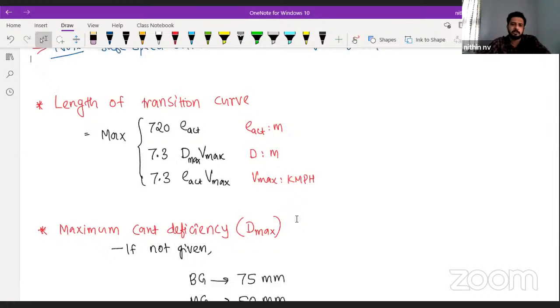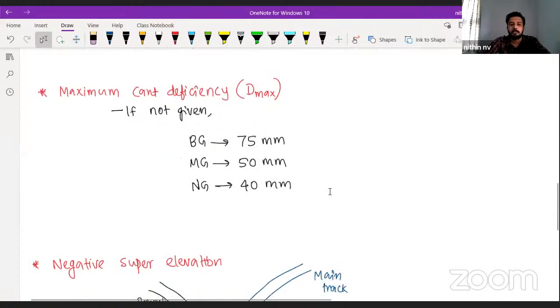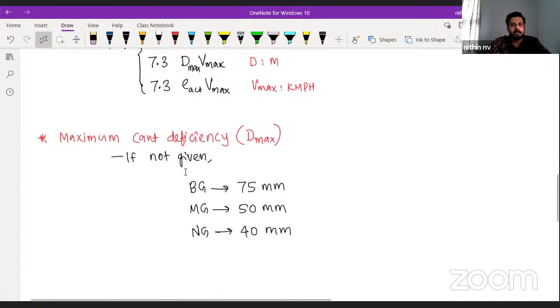We are going to do a question based on this, then we can explain better. And I told you E actual plus cant deficiency is nothing but the theoretical value of super elevation. In case they are not giving you the cant deficiency, we have to take the value from this particular data. Broad gauge, we are taking 75 mm, meter gauge, and so on. At least you remember for broad gauge, 75 millimeters.